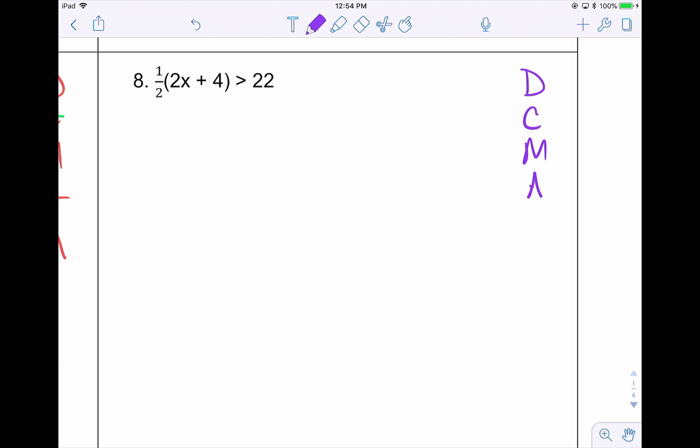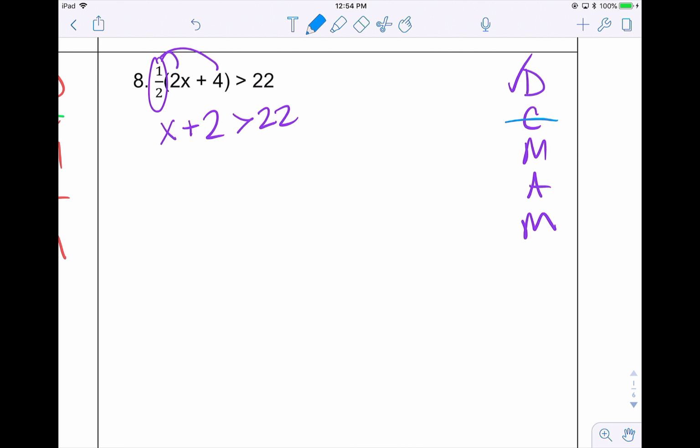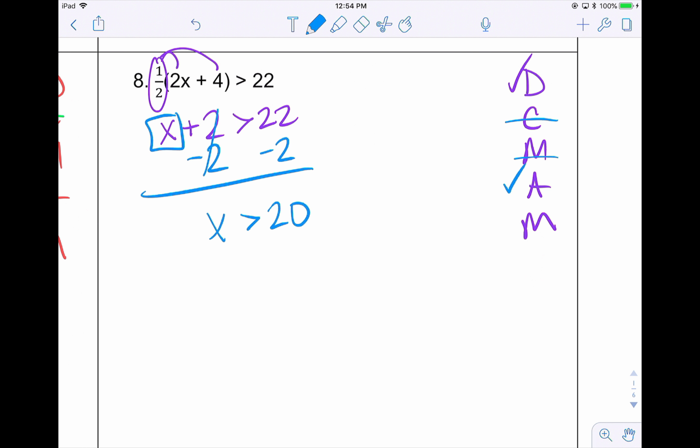Problem 8, I have parentheses, so I need to distribute 1/2 to both terms, so 1/2 times 2x is x. 1/2 times 4 is 2. From this point, I don't have any like terms to combine. I only have one term, so I don't need to move terms. I do need to add or subtract because there's a plus sign outside of my box. So I subtract 2 from both sides, and x is greater than 20. X is by itself, so I don't need to multiply or divide.